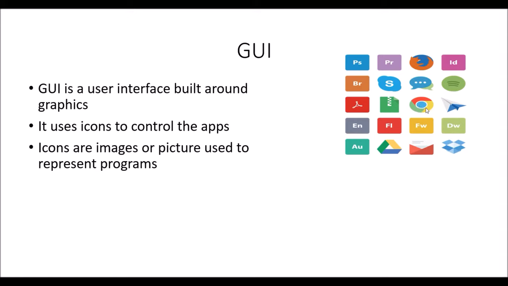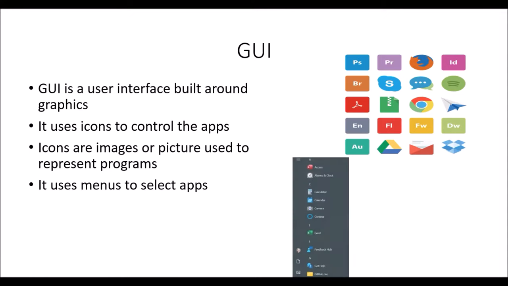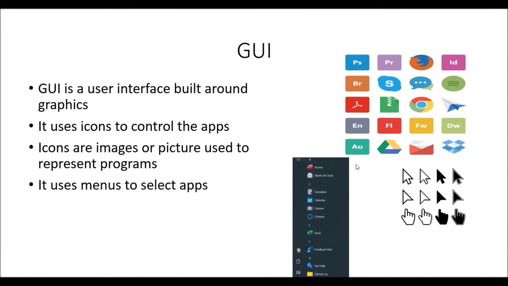When you click on it, then it will load that program. This icon is representing a software, it's representing a program. Now, then it uses menus to select apps, to select application or softwares. So then the same thing is this.